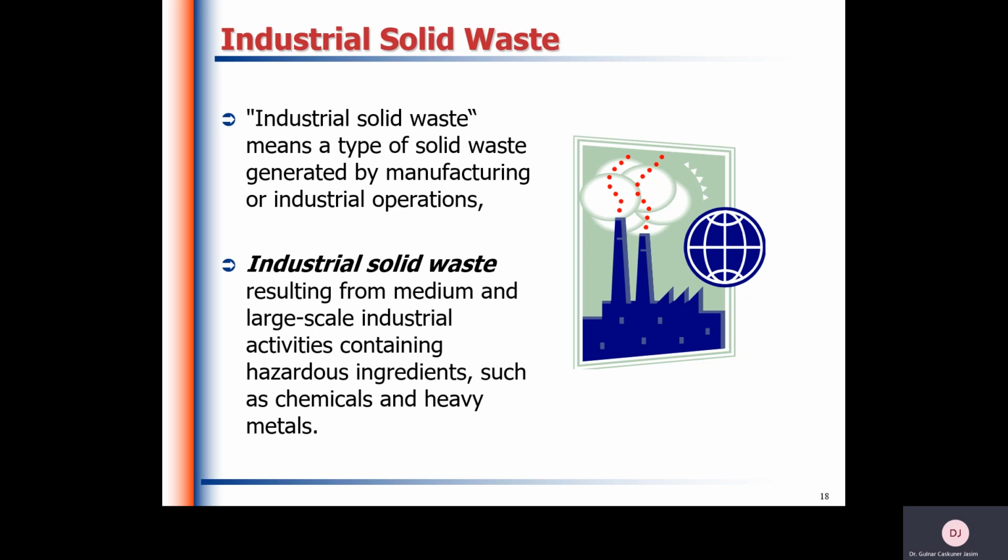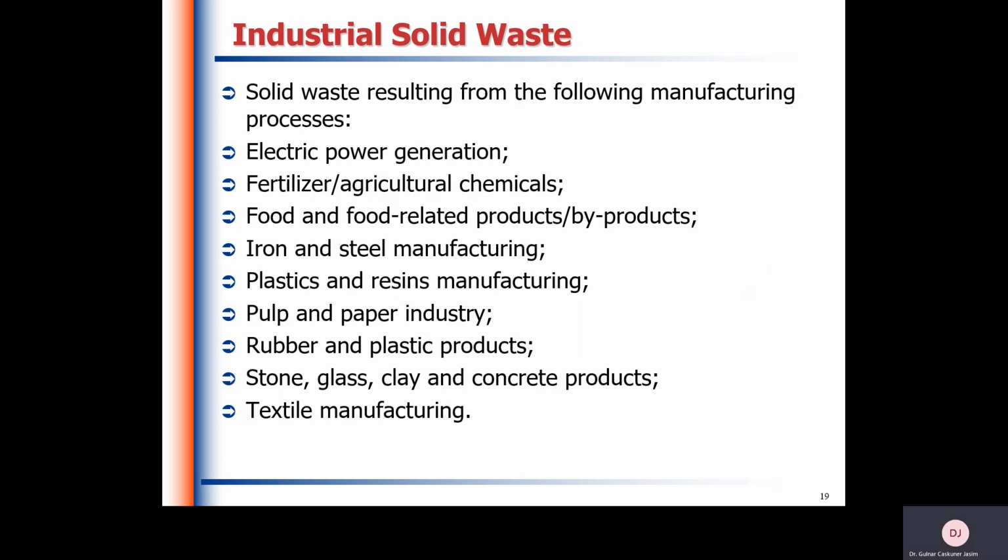Industrial solid waste means a type of solid waste generated by manufacturing or industrial operation. Industrial solid waste results from medium and large-scale industrial activities and contains hazardous ingredients such as chemicals and heavy metals. Industrial solid waste results from the following manufacturing processes. I will not read all of them, but I will give some of them as examples. In your free time, please go through them: electric power generation, iron and steel manufacturing, and the pulp and paper industry.